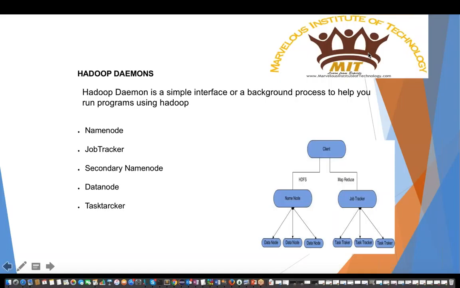Now, what is a data node? Data node is a slave node. Those are our actual workhorses. If you want me to compare with a real-time scenario, if you take a team, you are working for an IT or some other team, in the team there will be one manager, a team manager, and there will be the team members.